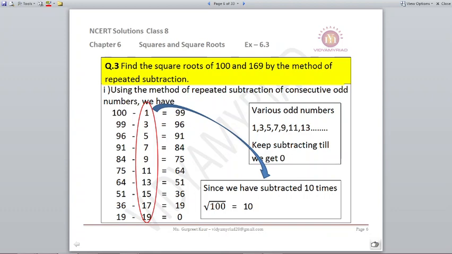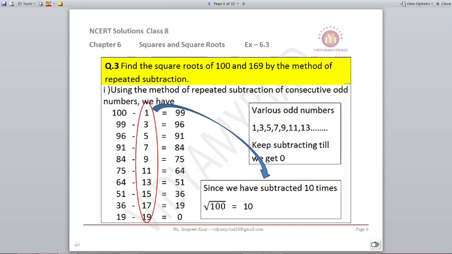Find the square roots of 100 and 169 by the method of repeated subtraction. Now what is repeated subtraction? We will subtract consecutive odd numbers from the number. So we should know what odd numbers are. We will start with 1, 3, 5, 7, 9 and so on. We will keep on subtracting till we get 0 at the end.